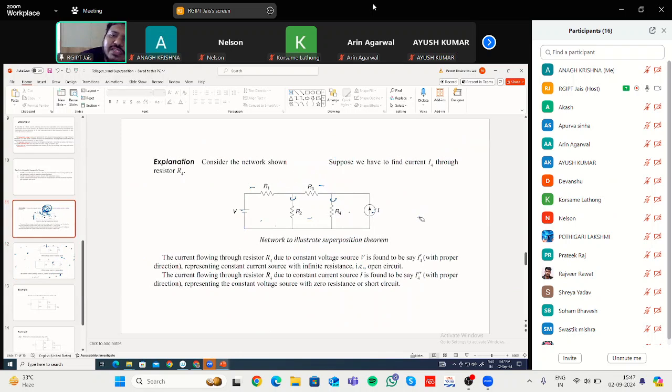So this was the given circuit. That means two sources were there. One was a voltage source and another was a current source. Now let us say you are asked to find out the current flowing through the R4 resistance. That means we have to find the current I4 through the resistance R4 due to these two independent sources, one voltage source and another current source.